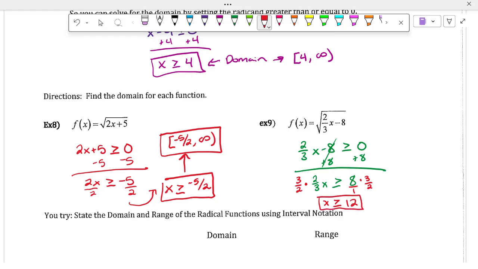So that's an inequality form. What about interval notation? What would it be? It'd be 12 to infinity. Now, in this case, if we plug it back in, our y value would be 0. But that's not always the case. If I ever ask you to find the range, all you need to do is plug it back in for x and see what you get. For both of these, it'll be 0, so I'm not going to bother.